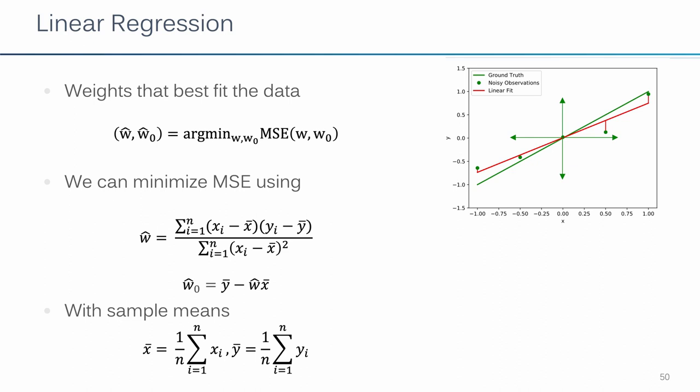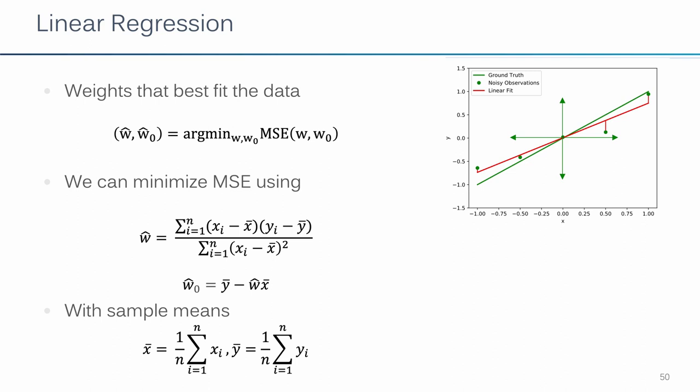And so this way you can also write it as w hat, which is the estimated learnable parameter, is all the xy's minus the sample mean x, x hat or whatever, or x bar. And then the same for y. So yi minus y hat.